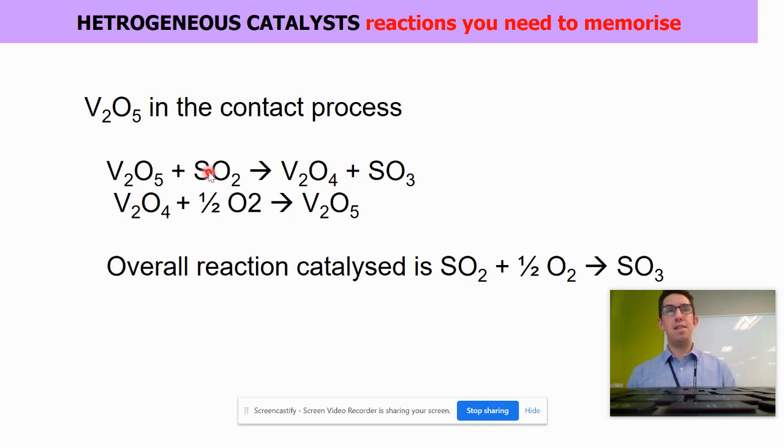So in this case, this is an example of a catalyst that is actually changing. But in the next reaction, you can see the V2O4 reacts with more oxygen and the catalyst is regenerated. So overall, the catalyst is chemically unchanged, although it did change within the reaction. Overall, the reaction is just this. Vanadium oxide hasn't changed. You need to know both these equations here. They're quite common for them to ask, and the overall equation.